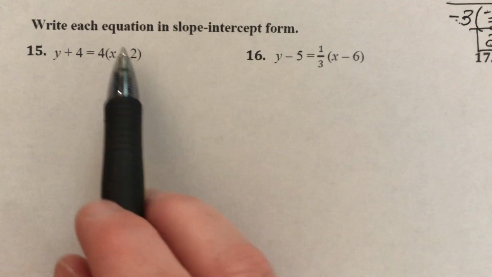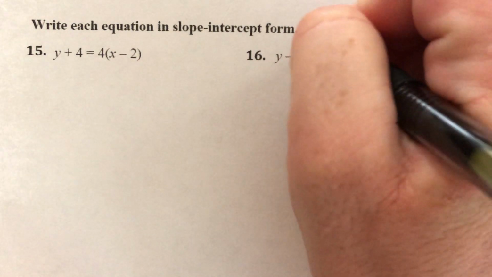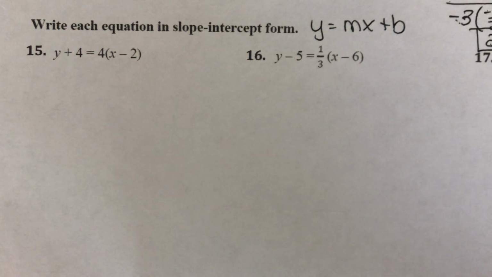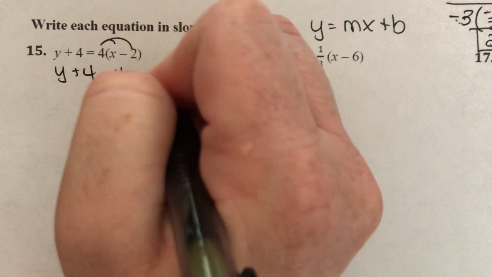All right, lastly, 2 questions. Write each equation in slope-intercept form. Slope-intercept is y equals mx plus b. This is easy because we just have to get y by itself. So first we get rid of parentheses. Y plus 4 equals 4x minus 8.